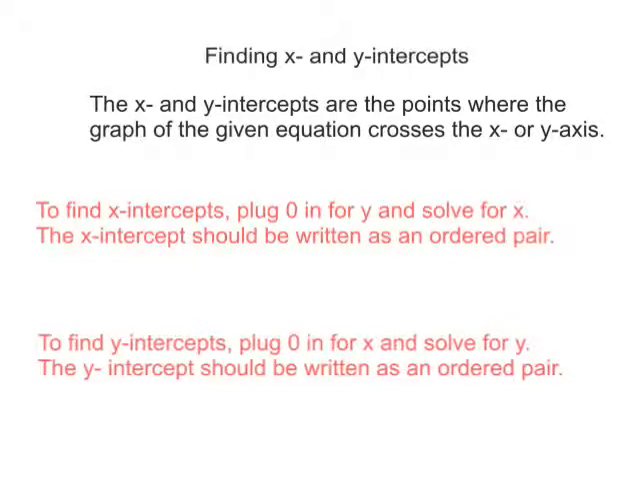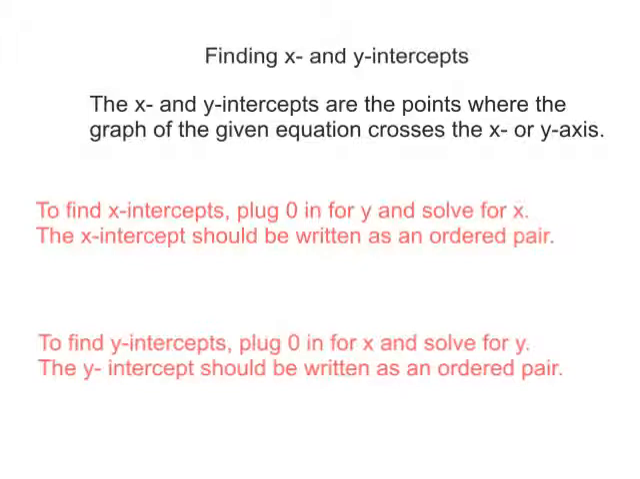In this video, we're going to take a look at how we find x and y intercepts for an equation. The x and y intercepts are the points where the graph of the given equation will cross the x or y axis. So if you're planning on graphing an equation, these are very good things to find to begin the graphing process, or in the case of a linear equation, the x and y intercepts may be all you need to get a graph of that particular line.